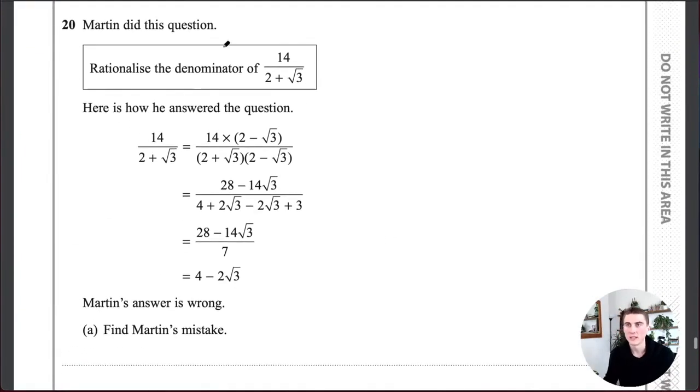So Martin did this question. Rationalize the denominator of this, and here's how he answered it. Martin's answer is wrong. Find his mistake. So we basically have to look through here and find his mistake.